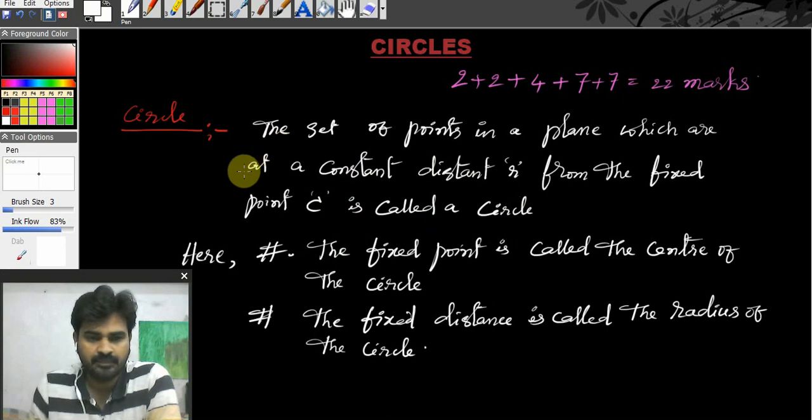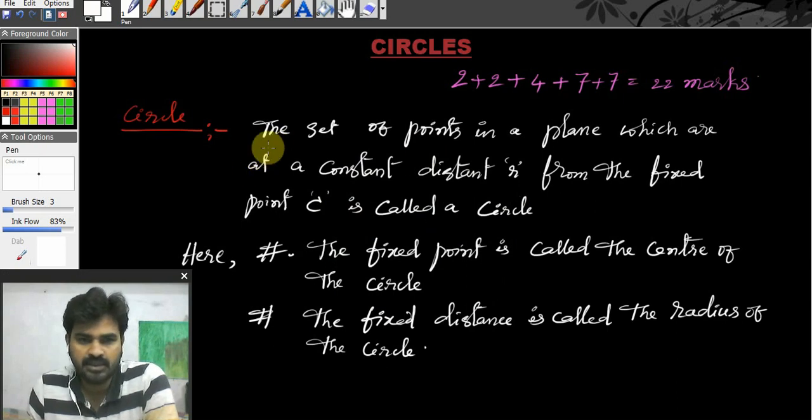A circle is the joining of some points, that means the set of points in a plane. Now we have plotted these points. How did we plot the points? They are at a fixed distance r from a fixed point C. That is called the circle. This is the circle definition. Before writing the definition, we already discussed how the circle is formed, how to take the fixed point C, and how to take the fixed distance R.